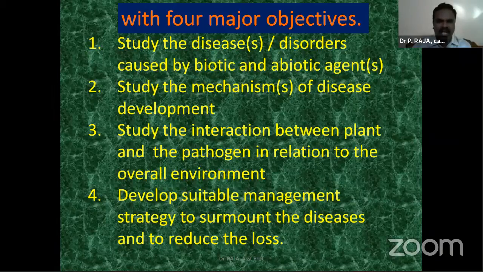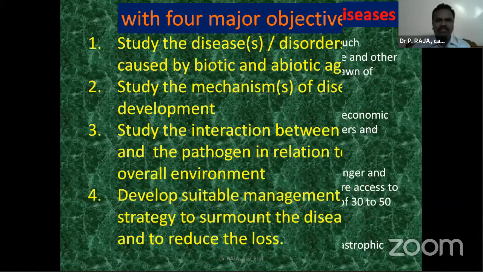Soon after identifying that, we study the mechanism of disease development. We should know how the disease develops on the host stage by stage. And then we must study the interaction between the plant and the pathogen in relation to the overall environment. What is the contribution of the environment? Whether high temperature or low temperature, high humidity or rainfall, favors the pathogen to cause the disease, that we will study. And we develop suitable management strategies to surmount the disease and reduce the loss.